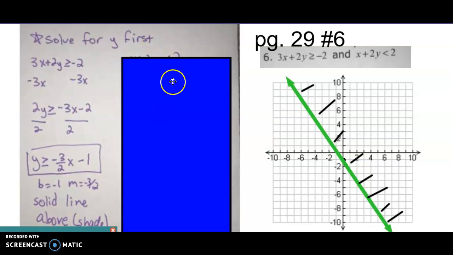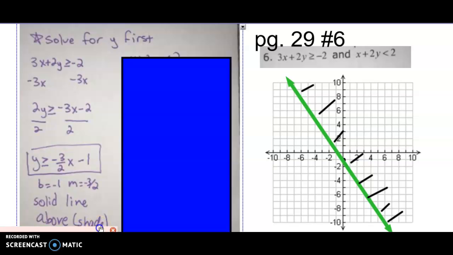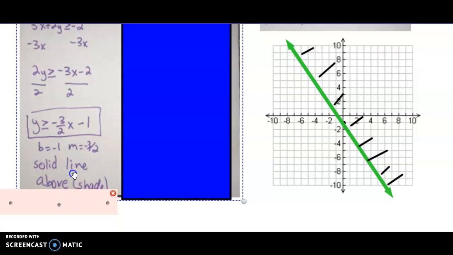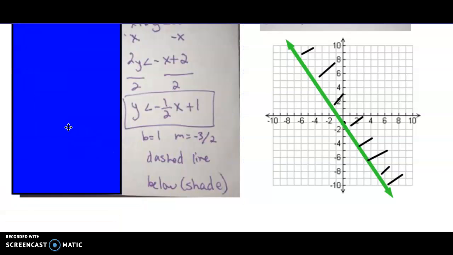Okay, so for the other equation, or inequality, sorry, give me a sec, hang on, let me move some stuff over. There we go.